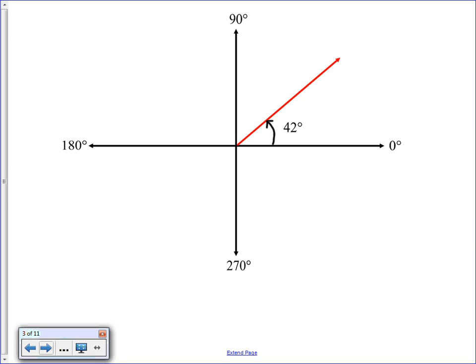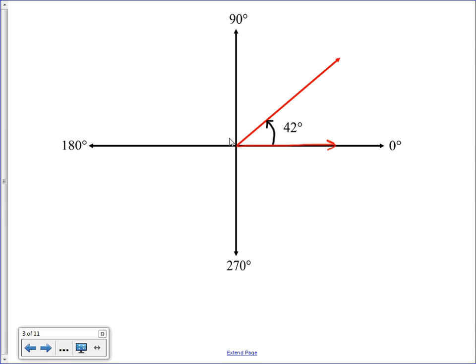So angles when drawn on the coordinate plane will start with their initial side facing 0 degrees, which is the positive x-axis. And then if you wanted to create, for example, a 42-degree angle, you would rotate that arrow up 42 degrees. So we're going in the counterclockwise direction when we create a positive angle on the coordinate plane. So not the same direction as the hands of a clock. So you can see why this would be about a 42-degree angle.